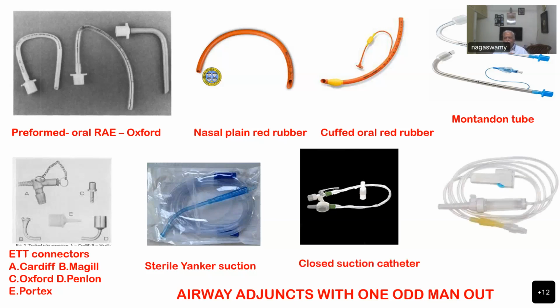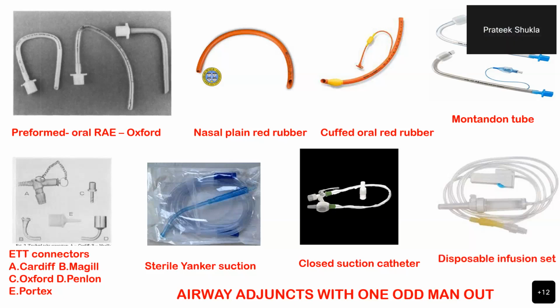So what is this? IV fluid set, sir. Okay, this is the disposable infusion set. So which is the odd man out in this group? Disposable infusion set, sir. Okay, this is not used for airway. So this is the odd man out. Okay, right.